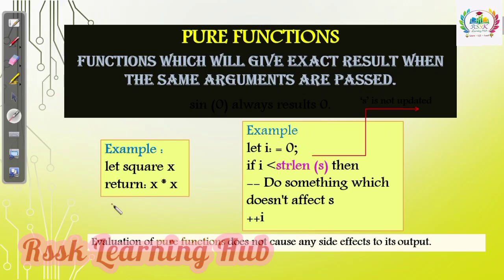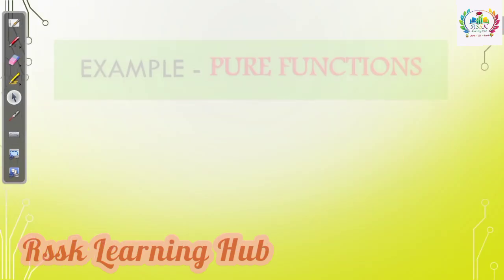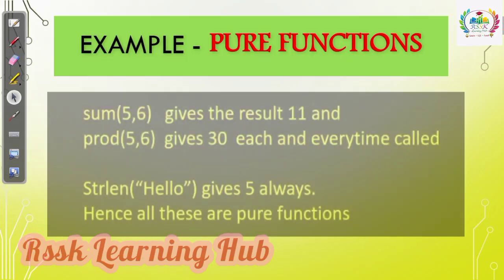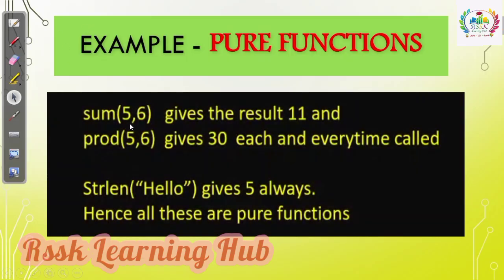So if it returns the same value all the time, automatically there is no side effect. Evaluation of a pure function does not create any side effect to its output. Now moving to the impure function. By the name itself you can judge what is impure, right? Let us see one more example of pure function for your better understanding.